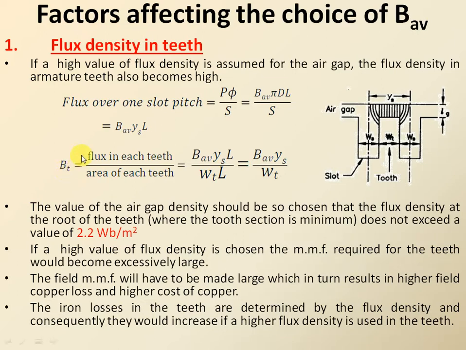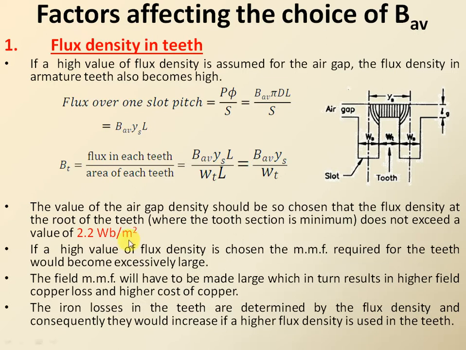Moreover, to produce this large value of flux density in teeth, the MMF required for the teeth will be very large. In order to produce this large value of MMF, the magnitude of field current has to be large. This will further result in a large field copper loss, which is also an undesirable effect.